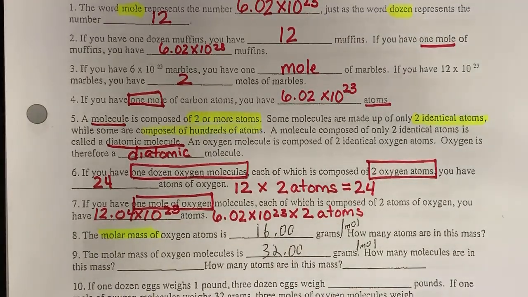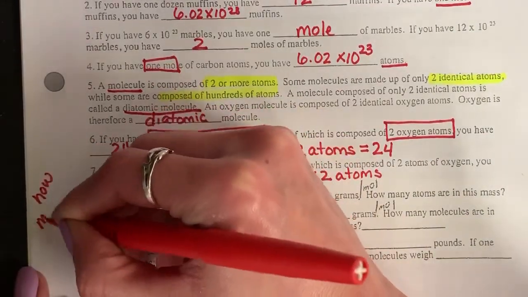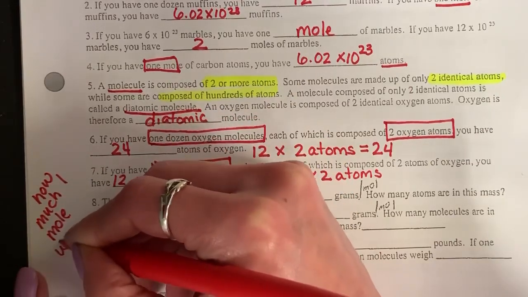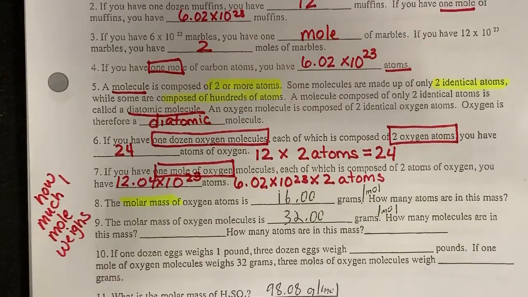Okay? The molar mass is how much 1 mole weighs. Okay? Now here's the problem. A mole is always the same number. If I have 1 mole of oxygen, it's 6.02 times 10 to the 23rd. If I have 1 mole of hydrogen, 6.02 times 10 to the 23rd. If I have 1 mole of helium, 6.02 times 10 to the 23rd.